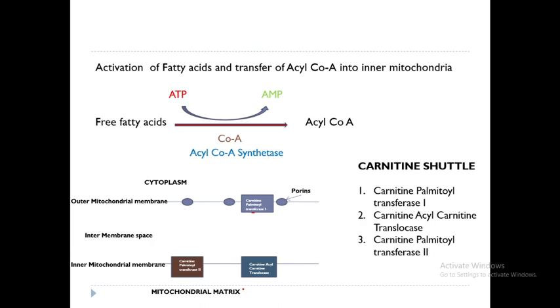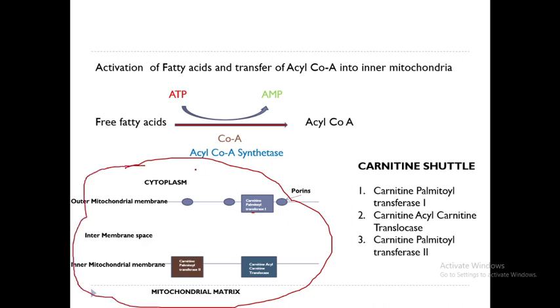So it happens in the cytoplasm. Now from the cytoplasm it should enter the mitochondrial matrix. The outer membrane is permeable to almost all molecules in the cytoplasm. Here what you can see is part of the mitochondria and the cell. So this is the cytoplasm of the cell, and this is the mitochondrial matrix of the cell. This is the outer mitochondrial membrane, this is the inner mitochondrial membrane, and between these two is the inter-membrane space.